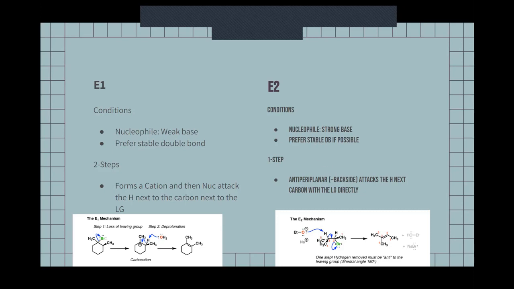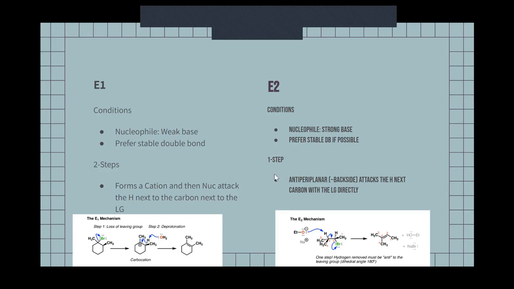And usually it technically could take an H from here as well, but rather take an H from here to form the most stable double bond. It prefers a stable double bond. So it wouldn't form a double bond on the other side. Hopefully that makes sense as well.